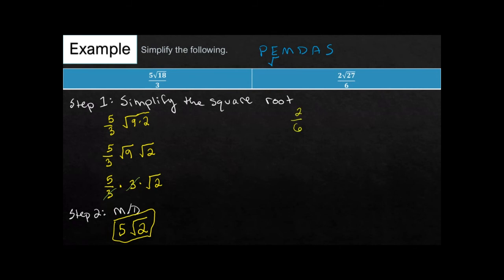2 over 6 times the square root of 9 times 3. And then I can split that up as the square root of 9 times the square root of 3. And the square root of 9 is 3. Oops, and I just converted my 6 to a 3. Didn't mean to do that.